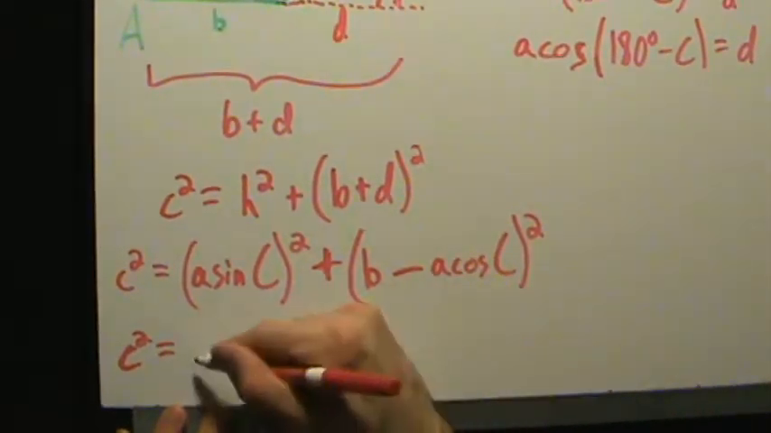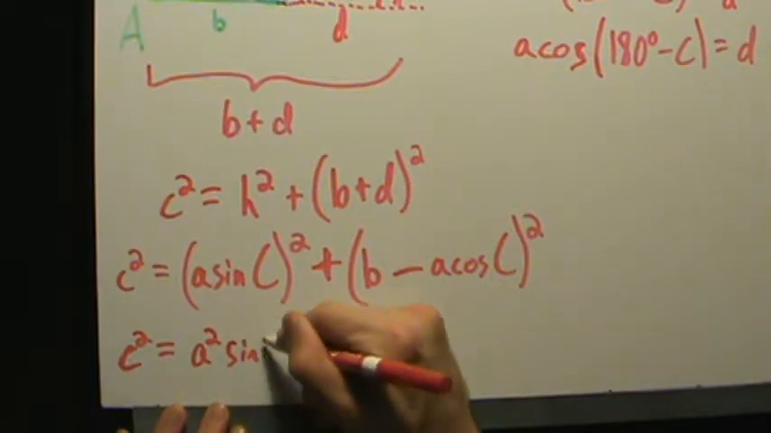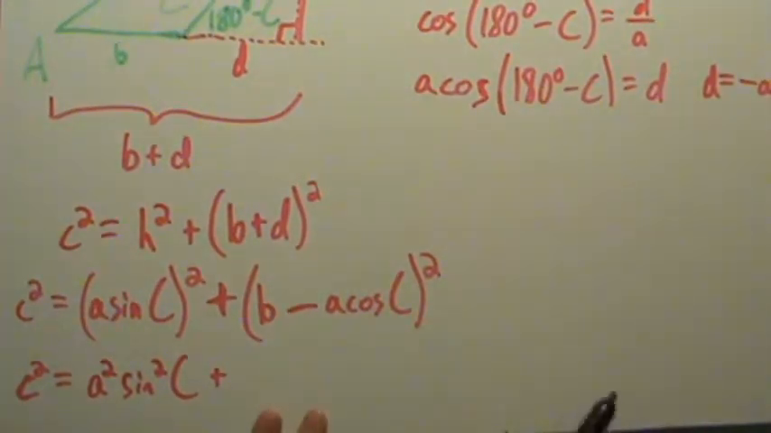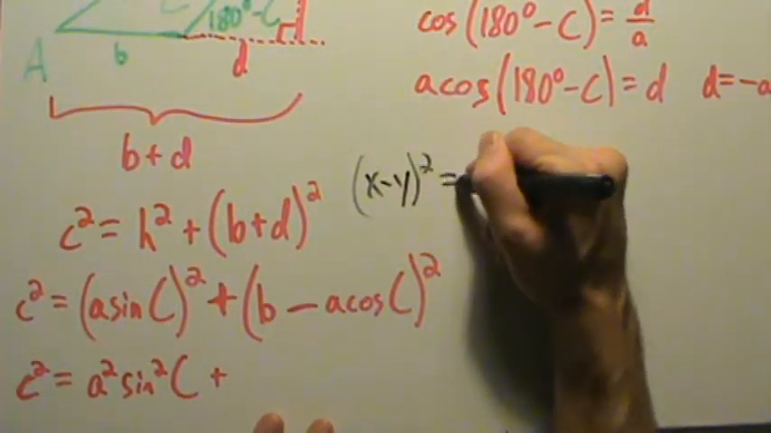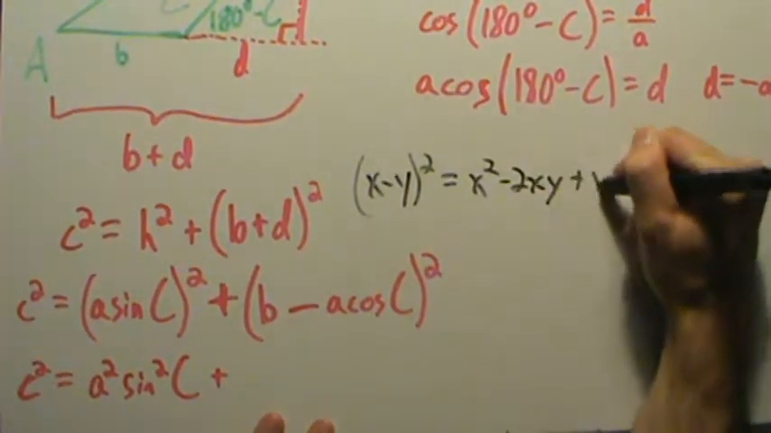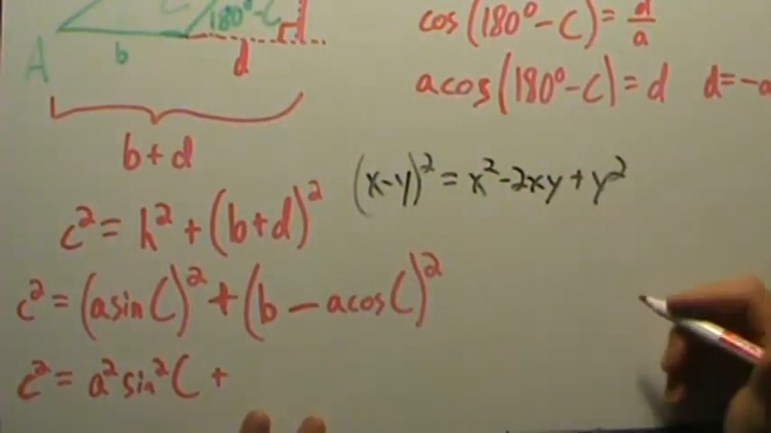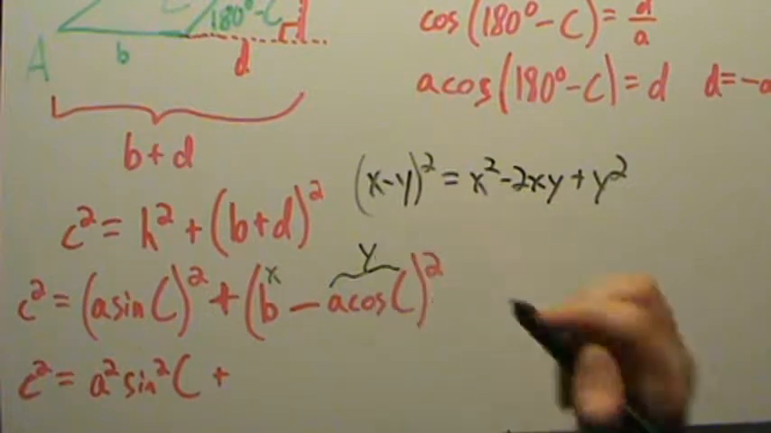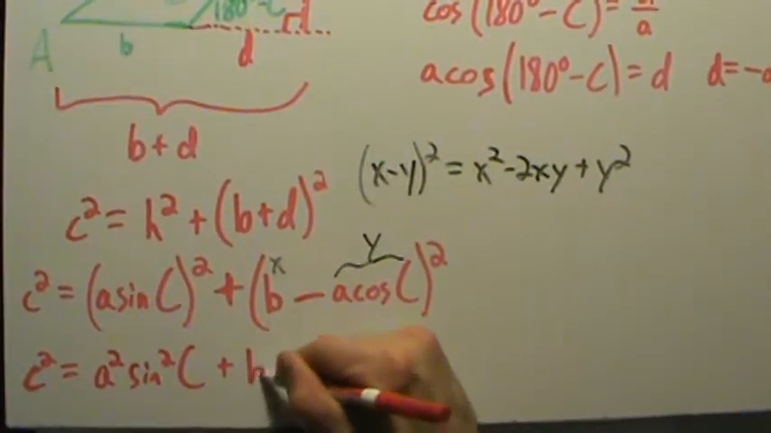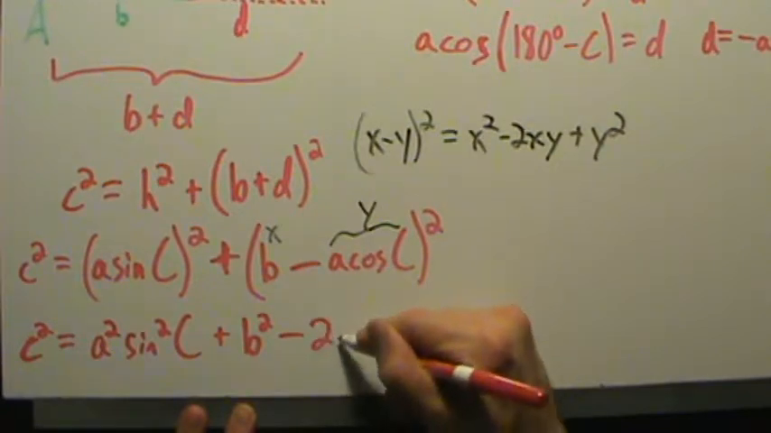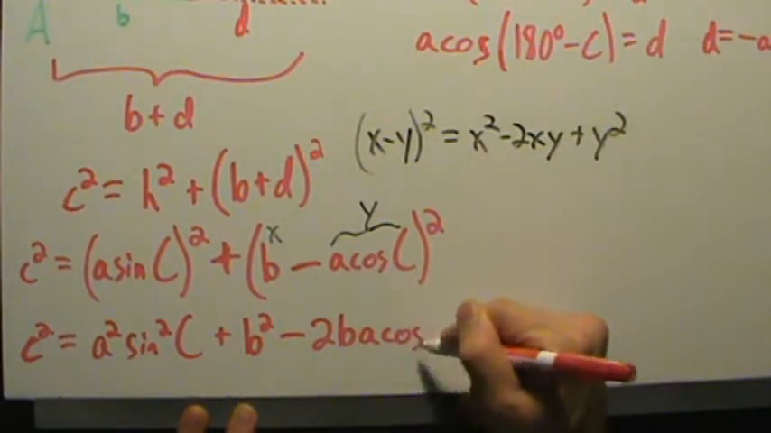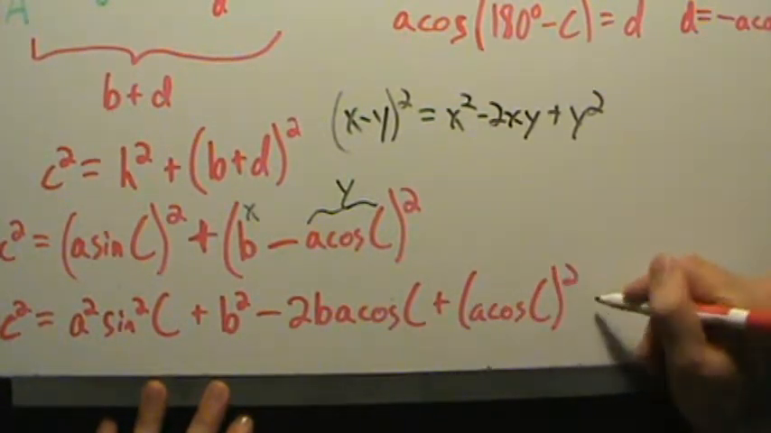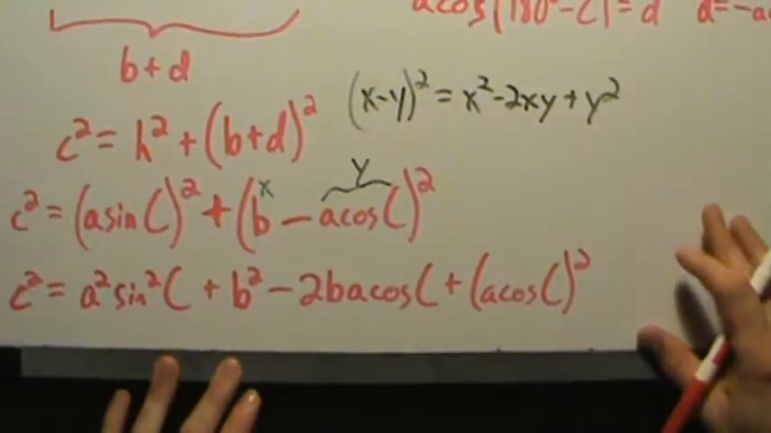So anyway, this is c squared is a squared sine squared of capital C plus, when we FOIL this, so remember foiling, that's going to be x minus y quantity squared is x squared minus 2xy plus y squared. Okay, so here's our x is just b, and then this whole thing is our y. So x squared is b squared minus 2 times x times y plus y squared.